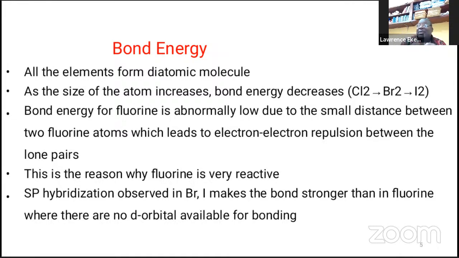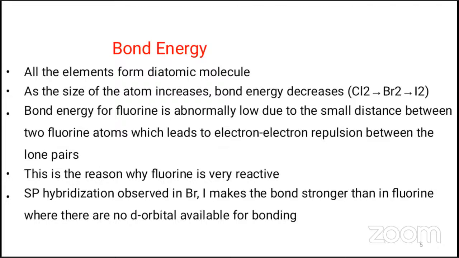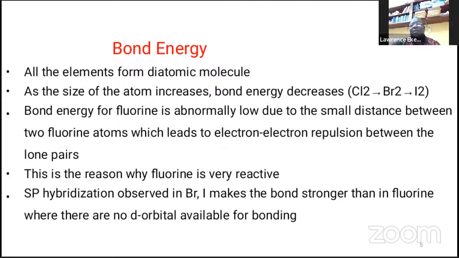The reason is that the distance between the two fluorine atoms in the diatomic state is small, and that leads to an electron repulsion between the lone pairs. This is the reason why fluorine is very reactive. Like I mentioned before, fluorine is the most reactive element in the halogen group, group 17. The reason is that it has a very small size, and the distance between the two fluorine atoms that make up the diatomic molecule is very small, so it is very, very reactive.